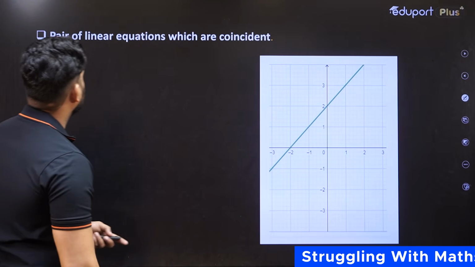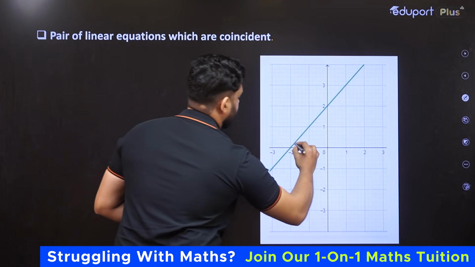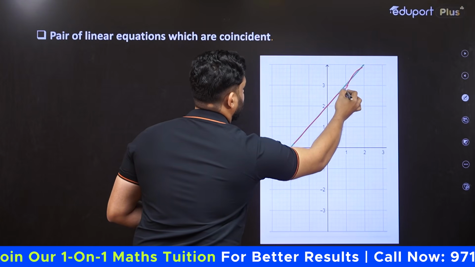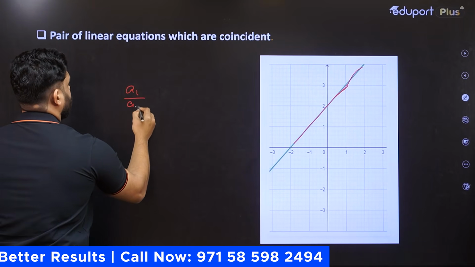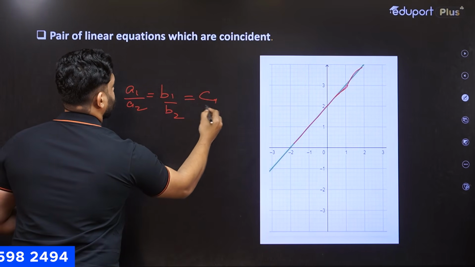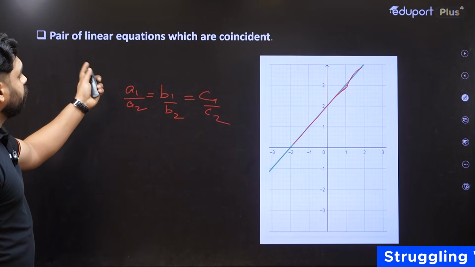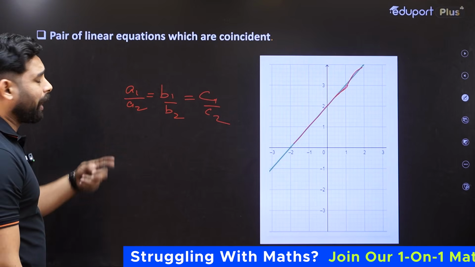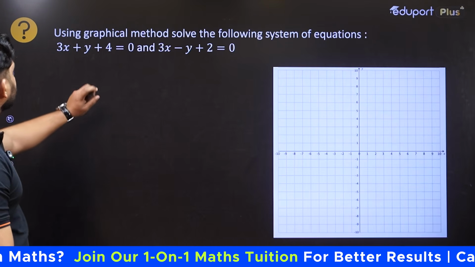The next one is coinciding lines, because the two lines will be going together, passing through the same points. So a1 by a2 is equal to b1 by b2 which is equal to c1 by c2. This is the condition for the linear equations to coincide, or to have infinitely many solutions. Okay, now let's solve a problem.